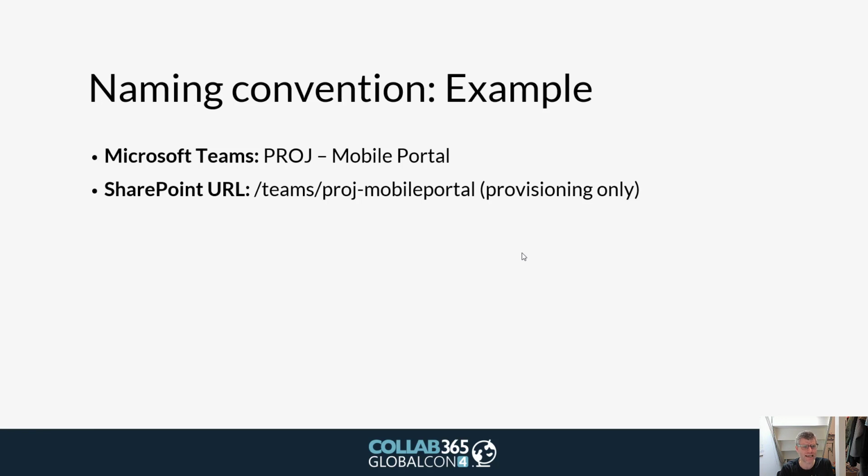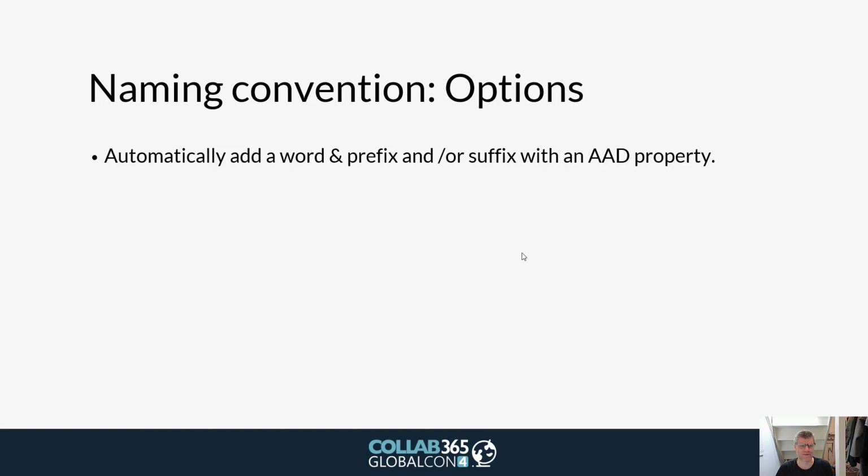So the first one is naming convention. And here I just added an example. So that's one we often see. What we often see is that customers apply a project collaboration template, and then in Teams, it always says PROJ dash the name of the team. And that's something that's possible. And then of course you can also do it with the SharePoint URL. I set it between brackets. If you want that, you really have to use something as a provisioning solution to make sure you're able to do that.